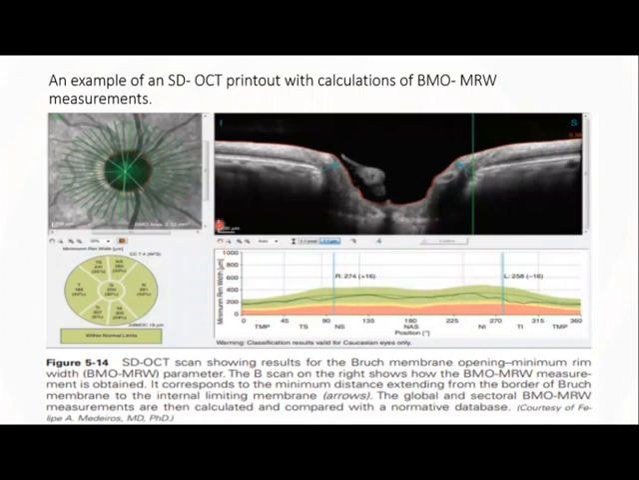The scan on the right shows the BMO-MRW measurements, how they are obtained, corresponding to the minimum distance from the border of Bruch's membrane to the internal limiting membrane. This arrow shows the global and sectoral values. These are the BMOs.